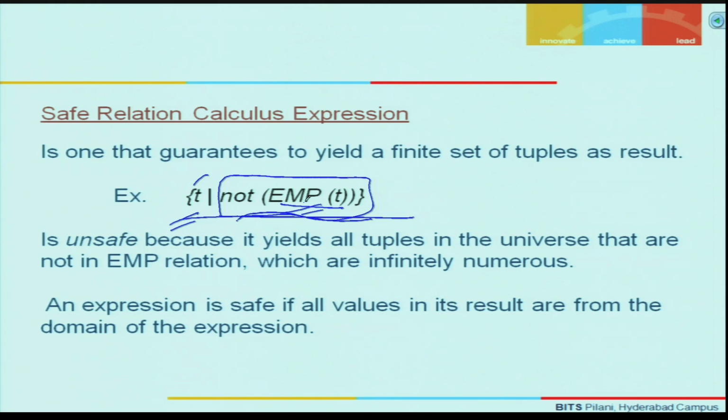So, it is unsafe because it is going to yield all the tuples in the universe that are not in the employee relation. Hence, it is an unsafe relational calculus expression, which in this case is going to return infinitely many tuples, that is, all the tuples that are not in the employee relation. An expression is safe if all values in its result are from the domain of the expression. So, they are called safe relational calculus expressions.